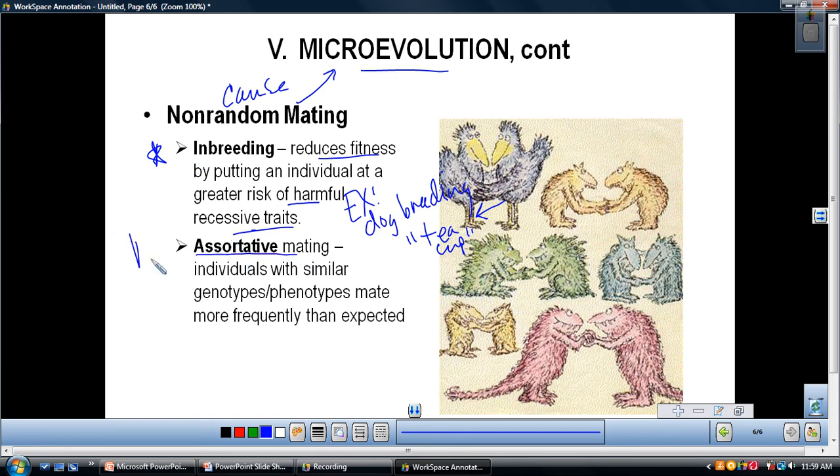Go ahead and put a star by this. This one is interesting. It's where individuals with similar genotypes or phenotypes, of course, we're looking at this, the physical appearance, but individuals with similar phenotypes, which is encoded for by your genotype, mate more frequently than expected. And you go, what? That's kind of weird. For example, if you were looking for a certain body size, body shape, and this happened among humans, maybe somebody who's really tall tends to find somebody really tall that they want to mate with.